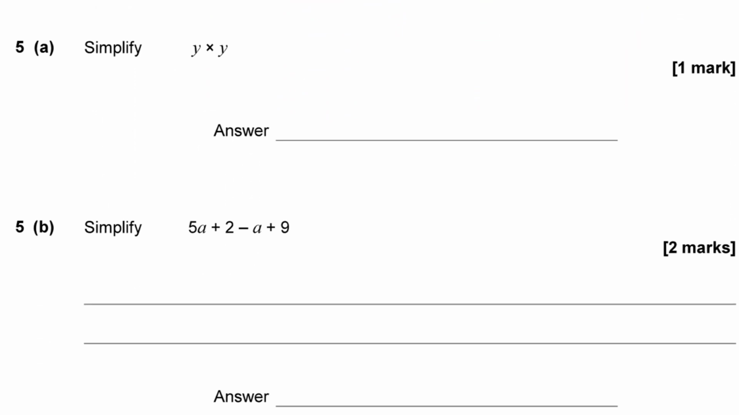Question 5a. Simplify y times y. Well, we can simplify it by writing it in index form. y times y is simply y squared. Okay, and then 5b. Simplify 5a plus 2 minus a plus 9.